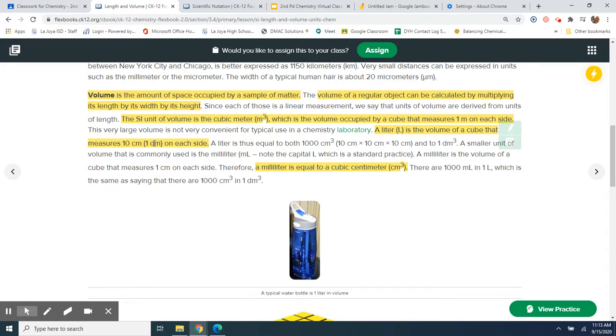If it's 10 centimeters, or 1 decimeter, in length on each side, your volume will be 1 decimeter to the power of 3. If you have a box, this is the version in centimeters: 10 centimeters times 10 centimeters times another 10 centimeters, it's going to be 1,000 cubic centimeters.